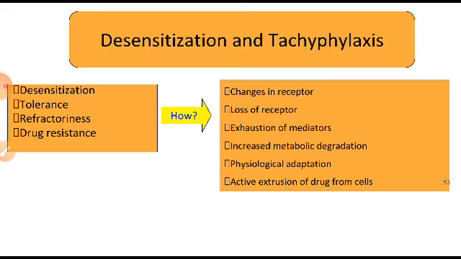So what does it mean? All these terms, desensitization, tolerance, refractoriness, drug resistance, all happen. How does it happen? All these things: change in receptor, loss of receptor, exhaustion of mediators, increased metabolic degradation, physiological adaptation, active excretion of drugs from the cell. Here I am not defining all this, just giving you this idea. Later in the next presentations, you will understand automatically how desensitization and tachyphylaxis are achieved by these receptors.